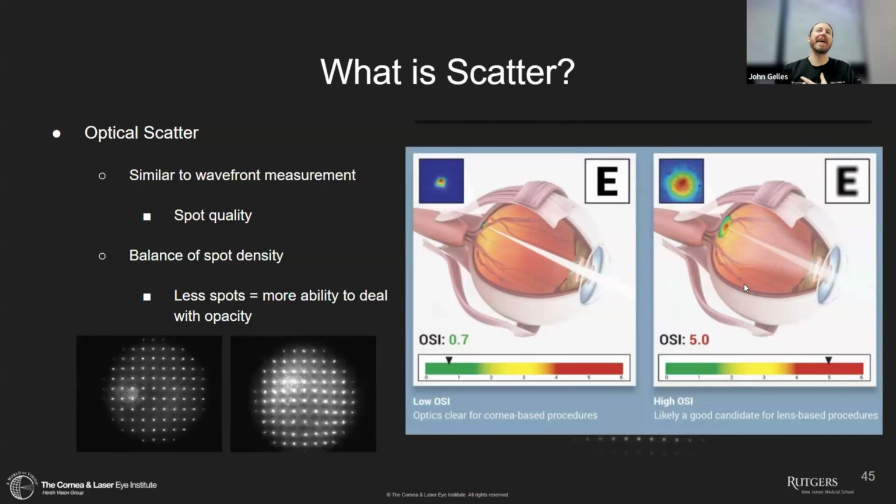This was from a device called the ocular, excuse me, gosh, I'm going to totally forget the name of it right now, but the HD analyzer, that was the name of it.